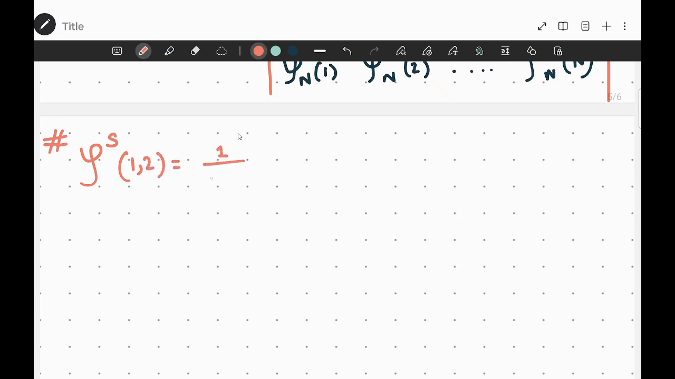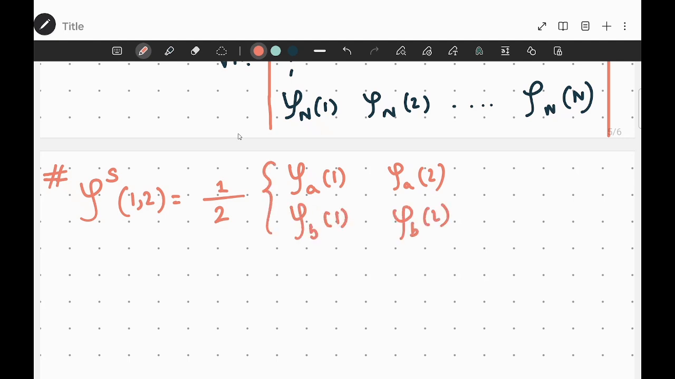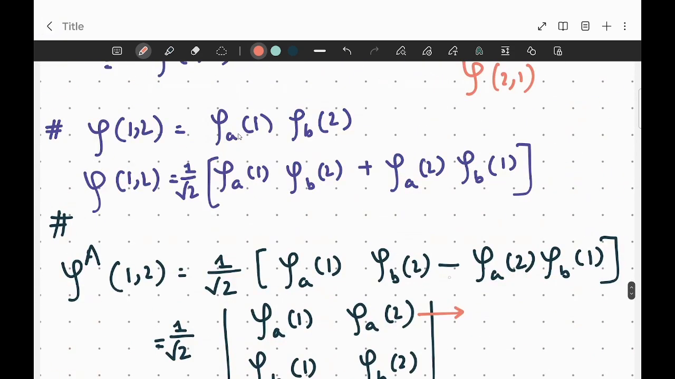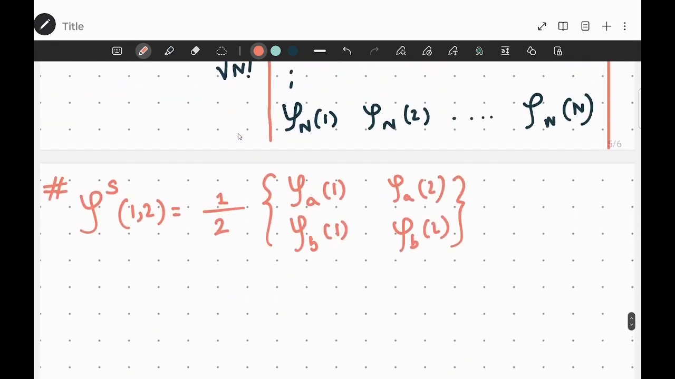1 by 2, 1 by 2 was there. Psi a1, psi a2, psi b1, psi b2. It's called consonant. In case of determinant, it's minus. If it is plus, so it's called consonant, I think. Yes. Okay. So everything will be same.